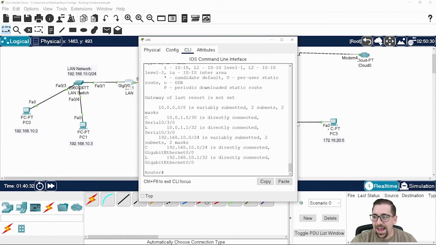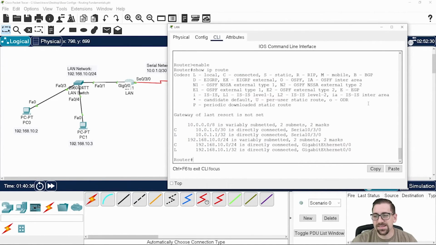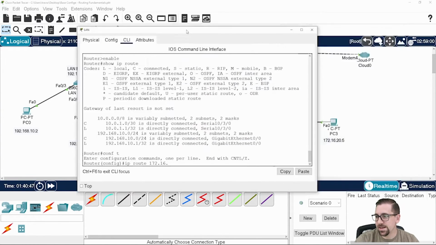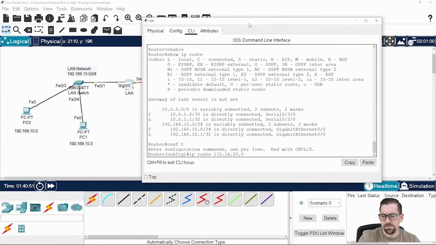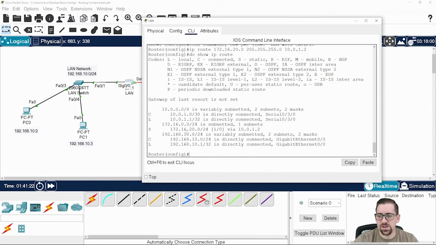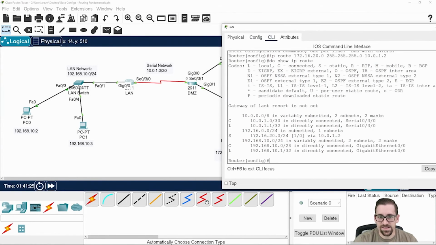So the first thing that I want to do is add a route statement. The way that I add a route statement to the LAN router is configure terminal, ip route 172.16.20.0 255.255.255.0 10.0.1.2. So now this is saying that the entire 172.16.20.0/24 subnet should be forwarded towards the 10.0.1.2 IP address. That's known as the destination IP. If I do show ip route, the 172.16.20 network is via the 10.0.1.2 address, which is this address right here.